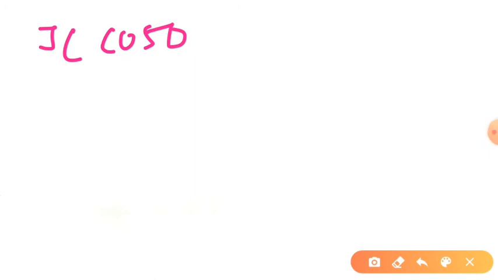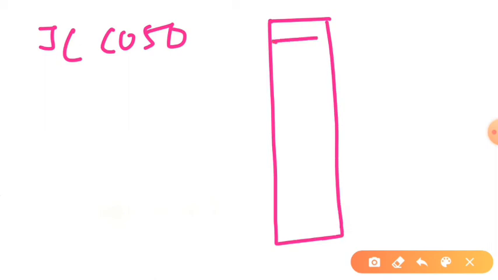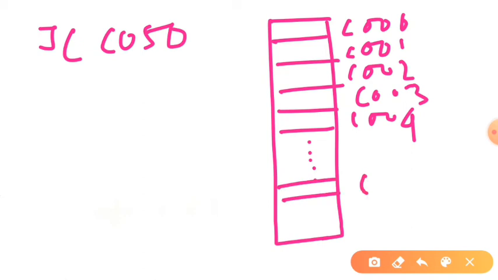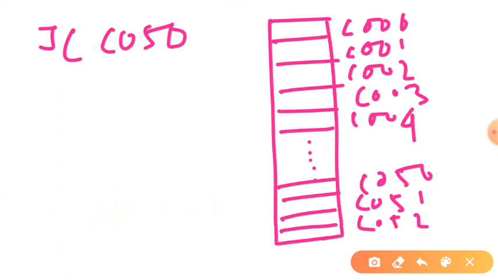Suppose we are executing the instruction JC C050. Let us first write down this instruction in the program memory. In the memory, let us start writing the instruction from the C000 memory location itself. Then it will be C001, C002, C003, C004, and so on, and somewhere there is a memory location C050, and next is C051, the next memory location will be C052, in this way.